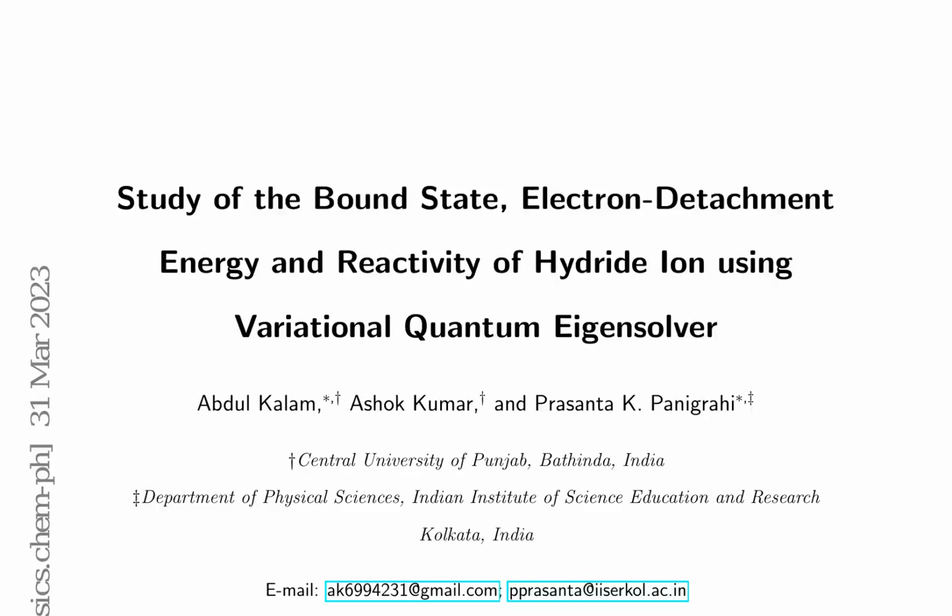The negative hydrogen ion, or hydride ion, is an ideal system for studying electron correlation due to the presence of electrons with opposite spins.